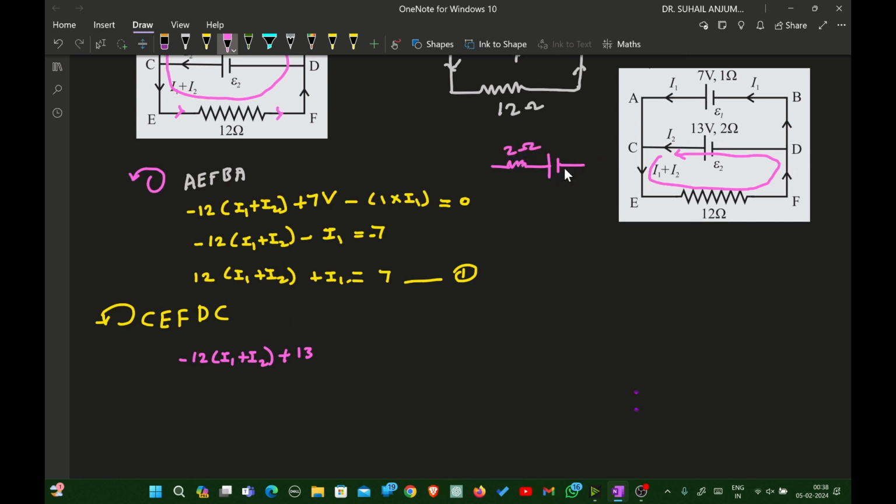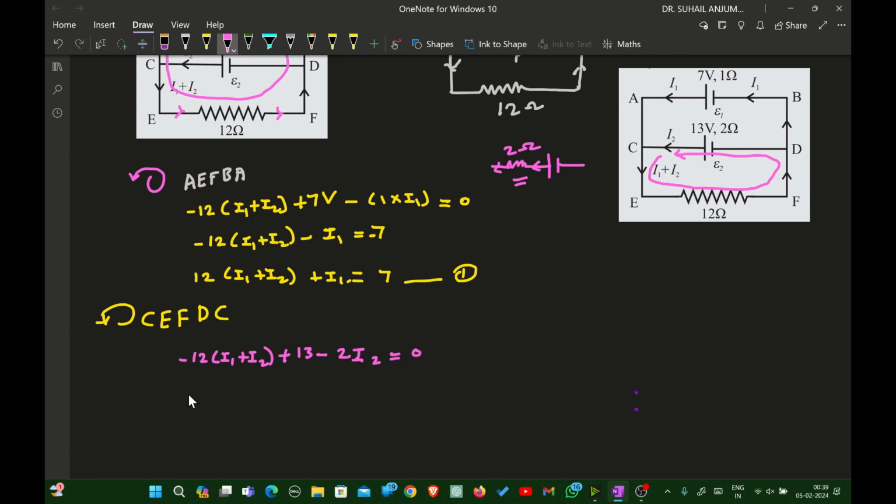Now the direction of the current and the loop are the same. So the voltage drop across this 2 ohm resistance, which is the internal resistance of the 13 volt battery, will be negative. So it will be minus 2 times, and the current flowing through this 2 ohm resistance is I2. So it will be minus 2 times I2 is equal to 0.